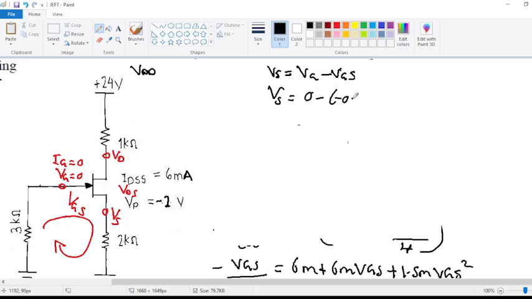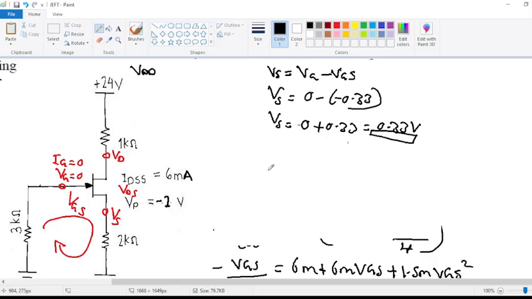negative 0.33. So meaning our VS is equals to 0 minus negative times negative, that's a positive, so to be plus 0.33, which is equals to 0.33 volts. This one becomes our answer for our VS.